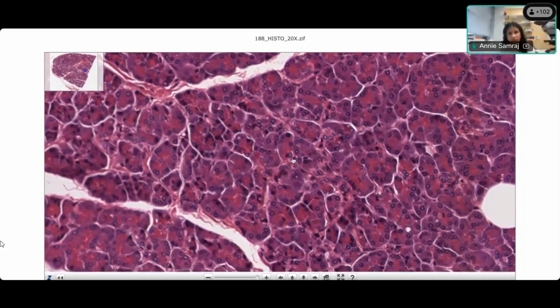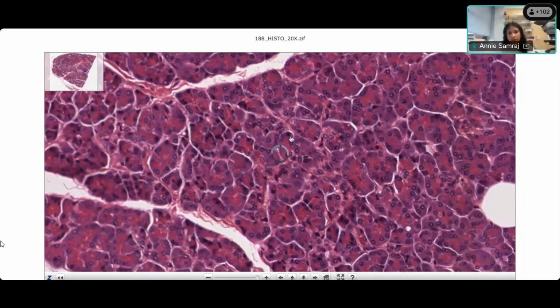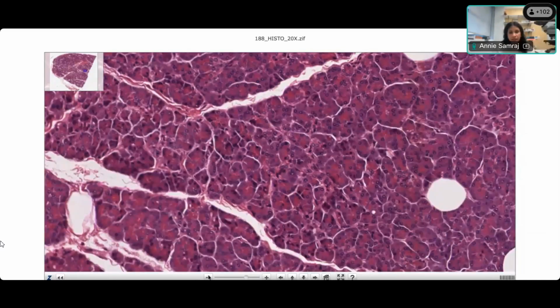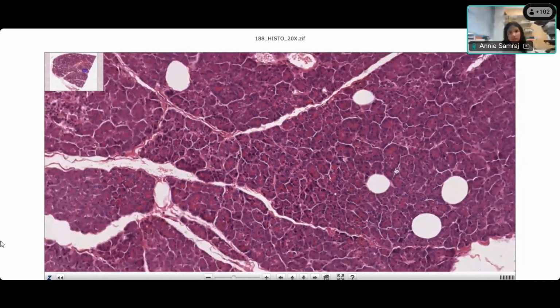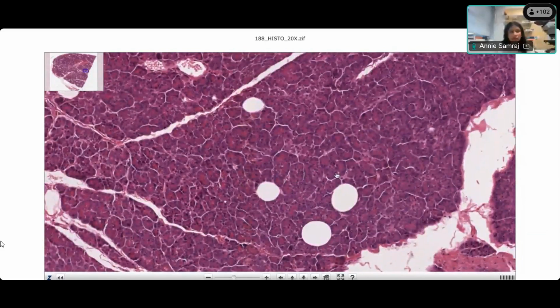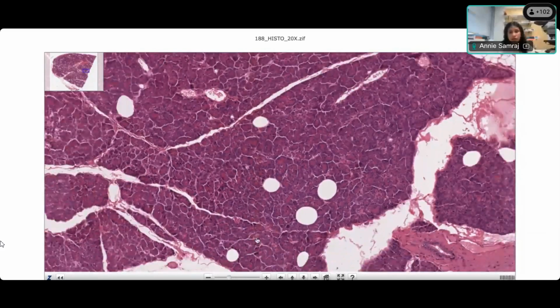And then the nucleus is at the base, and you can see that it's very deeply basophilic because of high RNA content, right? It's making all of these zymogen granules, so it's actively transcribing. So that's why it's very, very blue.